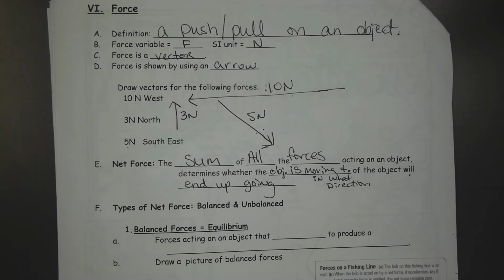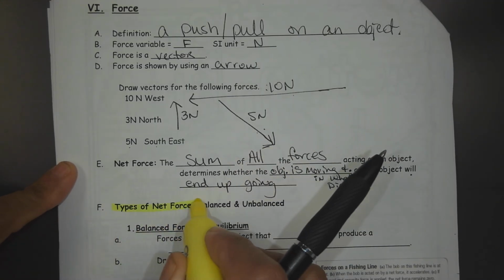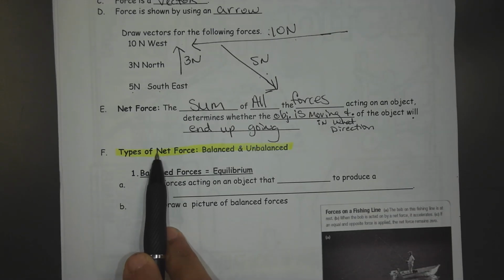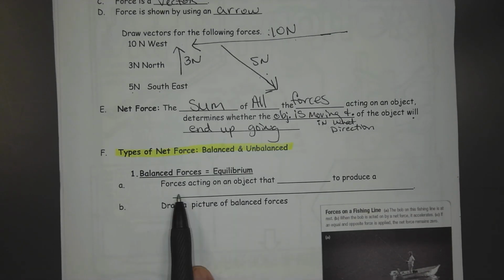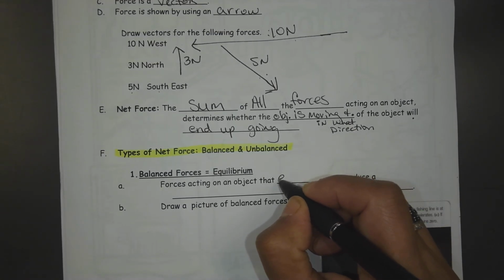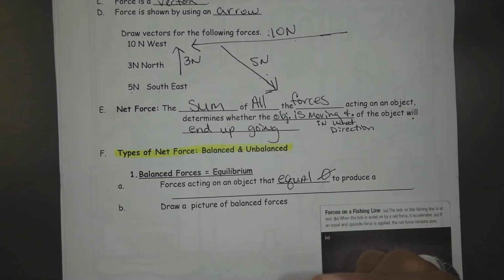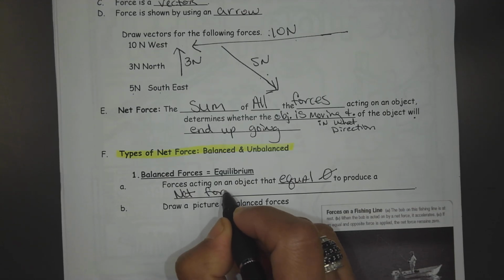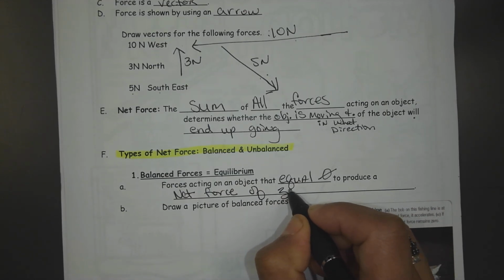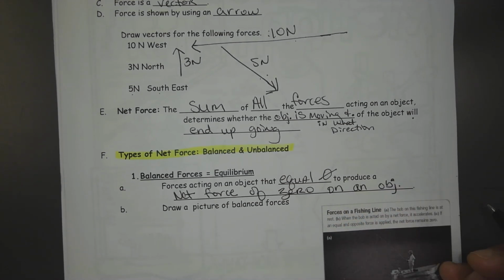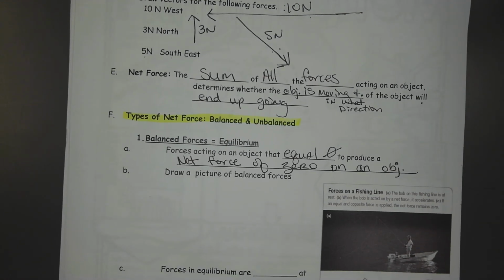Now, forces are broken into 2 different types of forces. Your force is either going to be a balanced or unbalanced force. And this is actually pretty easy cheesy vocab. If it's a balanced, which is also called an equilibrium force, forces are acting on an object that actually equal 0. They cancel out and equal 0 to produce a net force of 0 on an object. It produces a net force, the sum ends up being 0. Easy cheesy, pretty much.